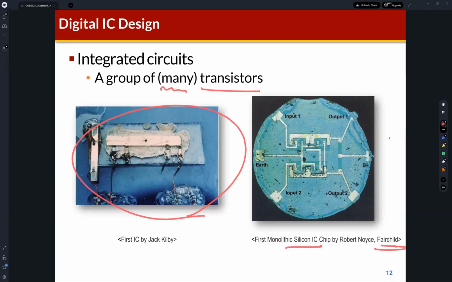Device only includes one or two, a couple of those transistors. So this is the first circuit. It's a digital circuit. Actually, our digital systems are built on the integrated circuit. So many transistors, but the first circuit includes only a few transistors. It's a very simple circuit.